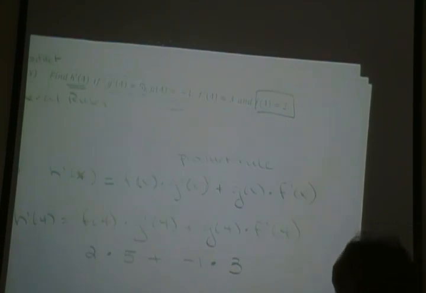So it's hard to see, but up here it says that f of 4 is 2. So if f of 4 is 2, I'm going to plug in the number 2 there. G prime of 4, that's the number 5 right here. So I'm going to plug a 5 in where g prime of 4 is. G of 4 is right here, it's -1, and f prime of 4 is 3. So I'm plugging in all the values they gave me where they belong in the rule, and I get 10 plus -3, or 7.